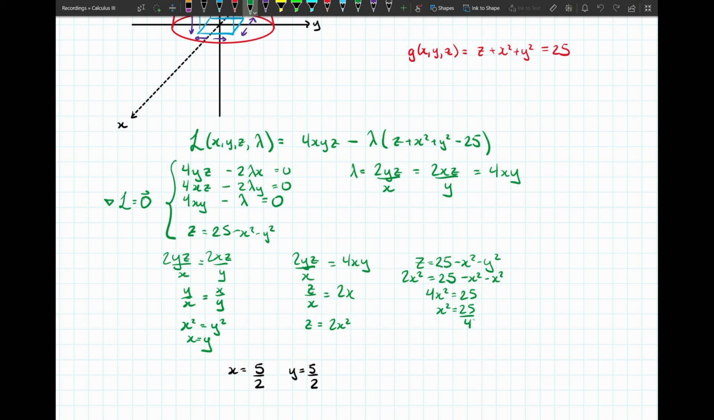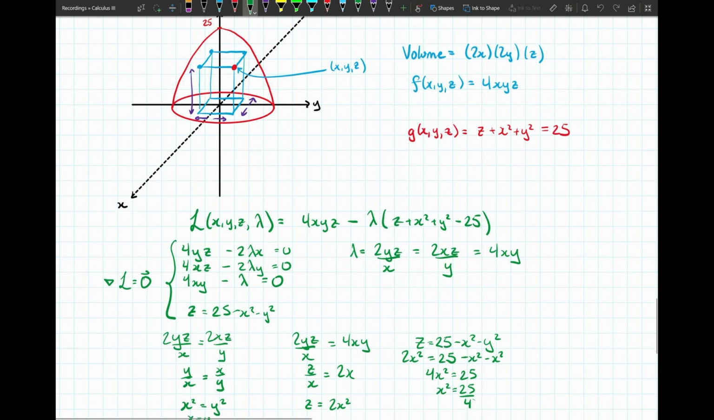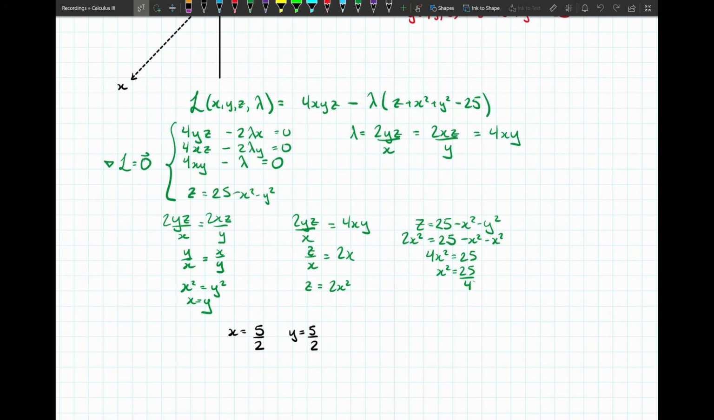That gives us a square base, which you might have been able to sort of predict from this particular picture. And finally, if z is equal to 2x squared, then z must equal 25 over 2. And there's the vertex. What about the dimensions? Remember that the width, the depth, and the height of this box aren't exactly x, y, z. The depth of the box is actually 2x. The width of the box is 2y, and the height of the box is in fact z. All put together, that gives us a volume of 5 times 5 times 25 over 2, for a volume of 625 over 2.